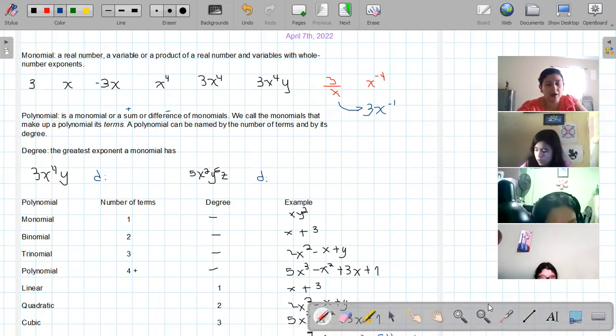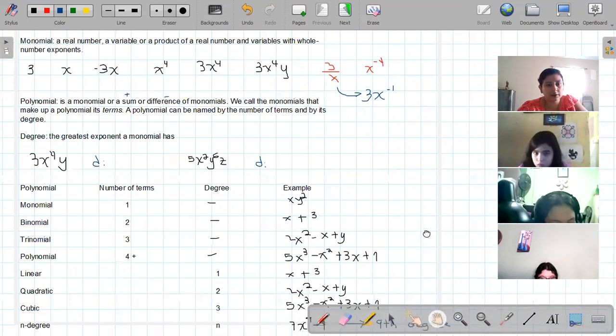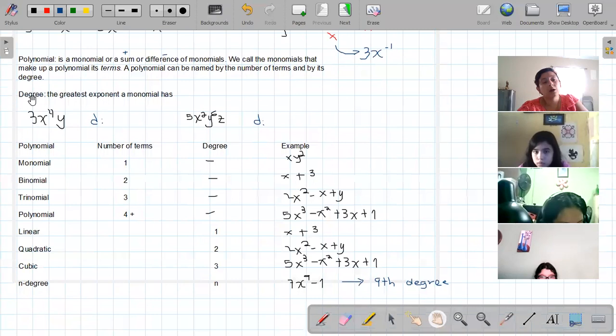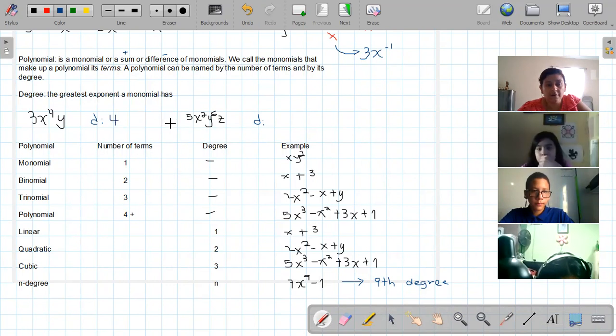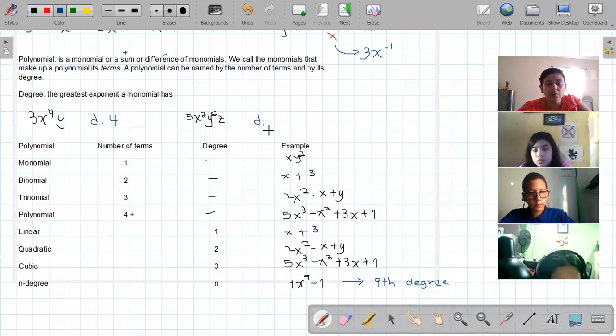So I have over here a little example. I'm gonna place it over here. So we got 3x to the 4th power y. What would be the degree of this monomial? This is a monomial. If it's the greatest exponent, what would be the degree? 4, very good. And if I have 5x to the square, y to the 5th power z, what would be the degree for this one?